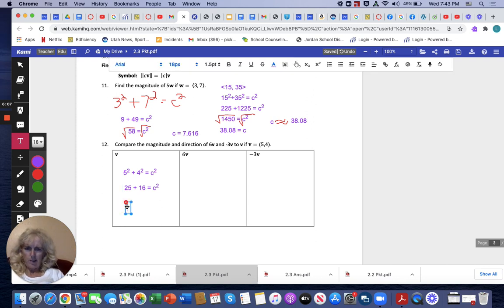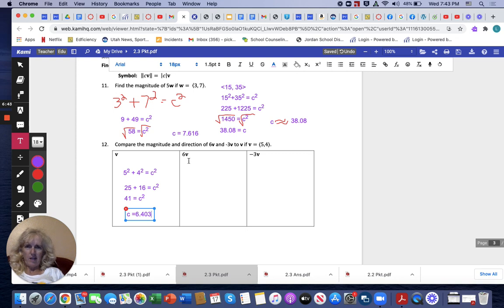If you take the square root of that, we get c equals, oh, I'm skipping steps and I really shouldn't do that, should I? So up here, 41 equals c squared. So here you take the square root of 41, and that is 6.403. Okay. So that's an approximation. You could use the squiggly lines like that if you want.